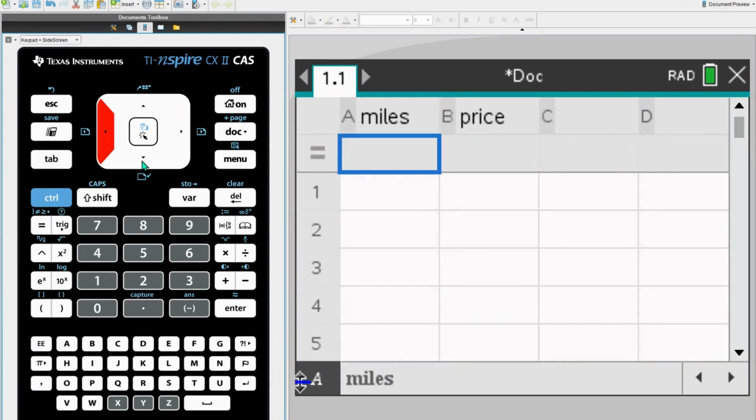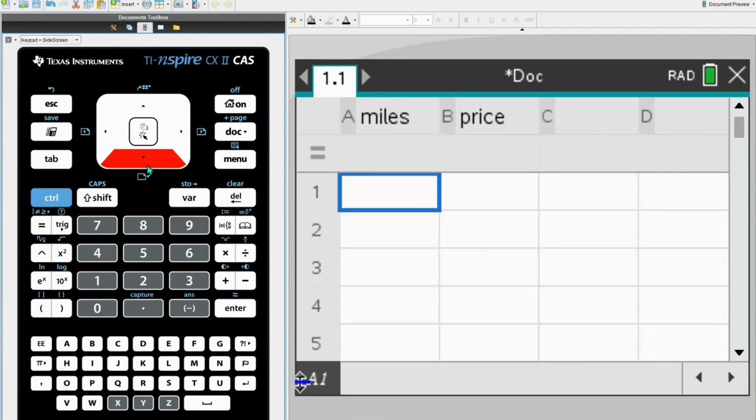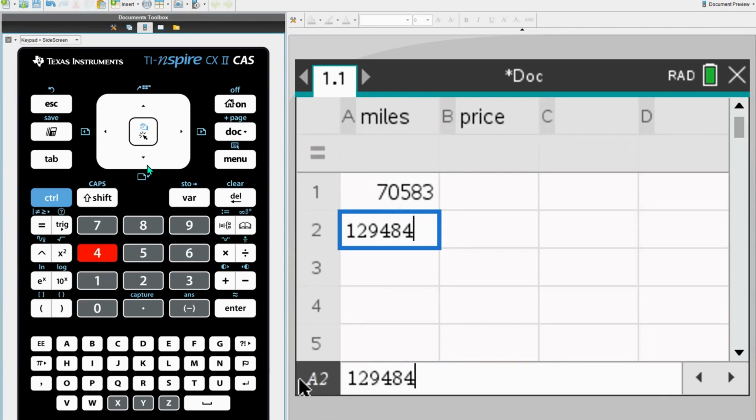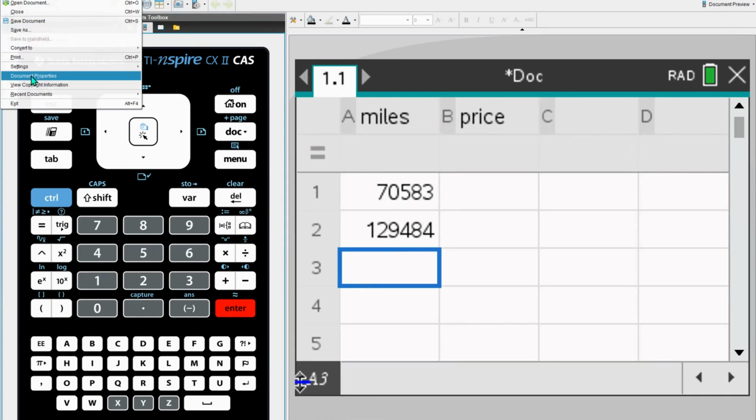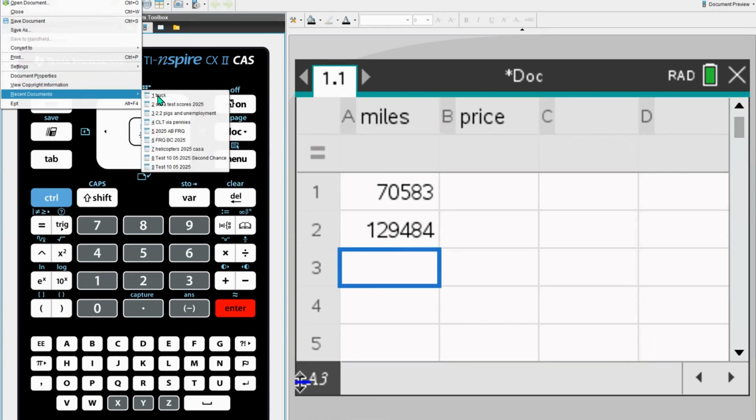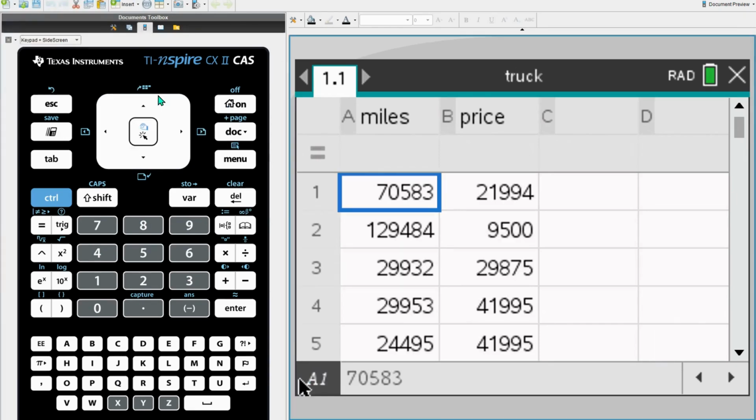And now I can start entering my data for the miles. 70, 5, 3, 129, 4. All right. And once I get done with the miles, I'll do price. Now, to save some time, you can pause this video and enter your data, but I'm going to simply switch to a document in which I have already put the data, and that data is in a document I just call truck. And now we have all of the data in our calculator.